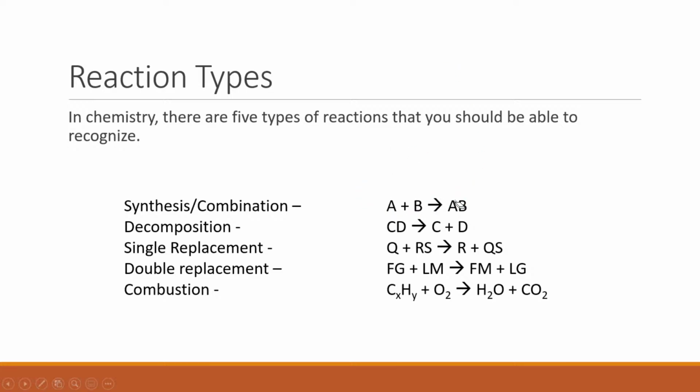Now there's a couple of different types of reactions here. We're really going to look at these five: synthesis or combination, decomposition, single replacement, double replacement, and combustion. Each one of these five reaction types corresponds to a pattern that we can see when we look at any other reaction. So let's expand these out and take a closer look.